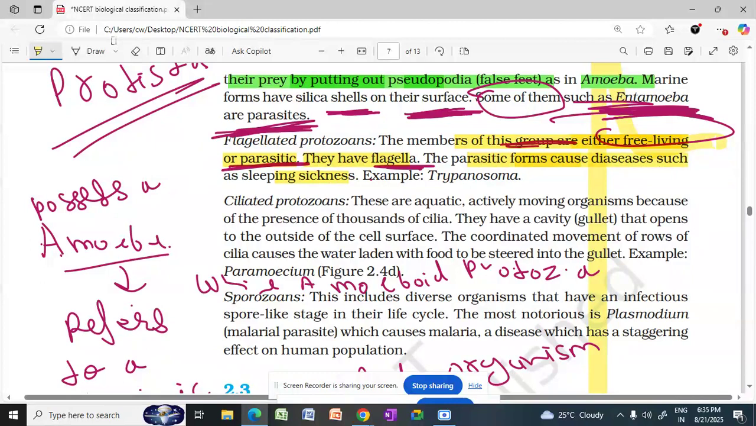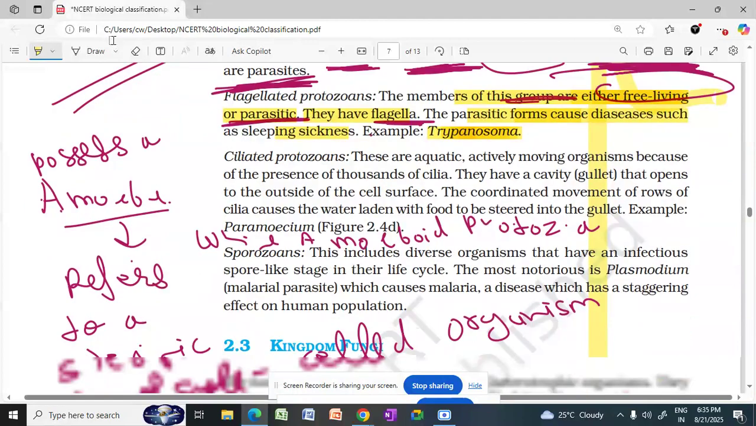They can ask you a question: sleeping sickness is caused by which type of protozoan? That is the flagellated protozoan, and the name is Trypanosoma. Trypanosoma causes this, right? So that is a flagellated protozoan.